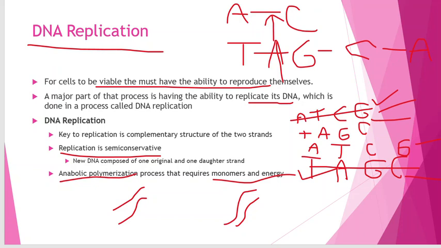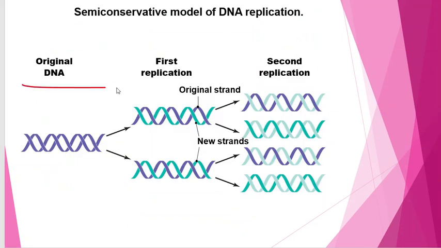Okay, let's go down here. So there's the original. They've got these color coded so that the dark blue is the original. The new strands are this green. And as you can see, you do get a semi-conservative model. You've got one original and one copy. And then, of course, if they go and divide again on a second generation, then you have the semi-conservative.